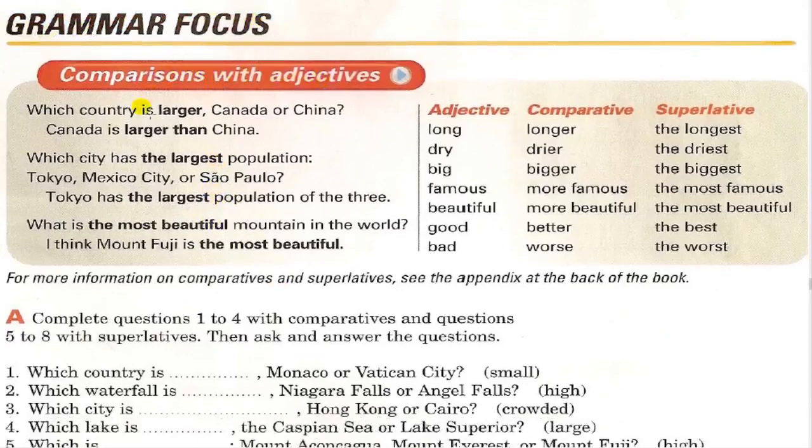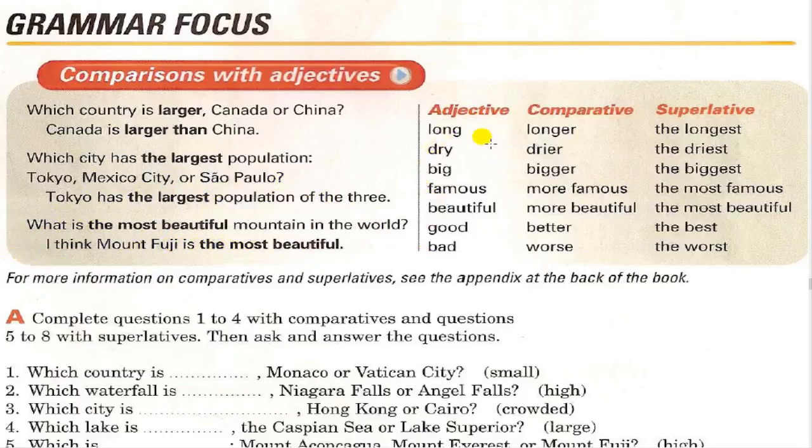Which country is larger, Canada or China? Canada is larger than China. Which city has the largest population? Tokyo, Mexico City, or Sao Paulo? Tokyo has the largest population of the three. What is the most beautiful mountain in the world? I think Mount Fuji is the most beautiful.